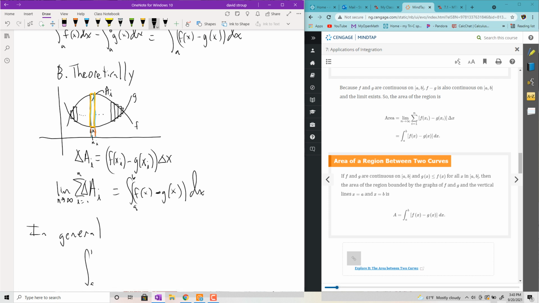So in general, when you're setting these up, you'll have an integral from a to b of the top curve minus the bottom curve. Okay, and hopefully that will give you some geometric intuition.